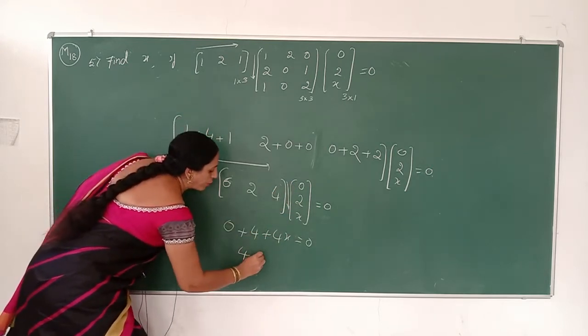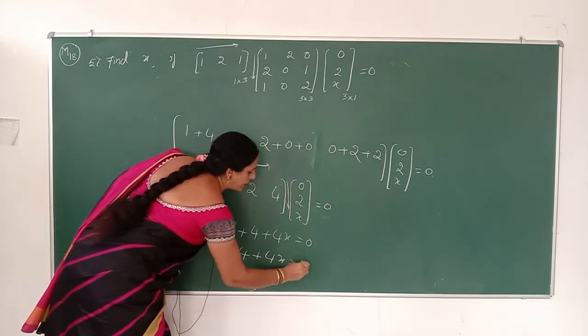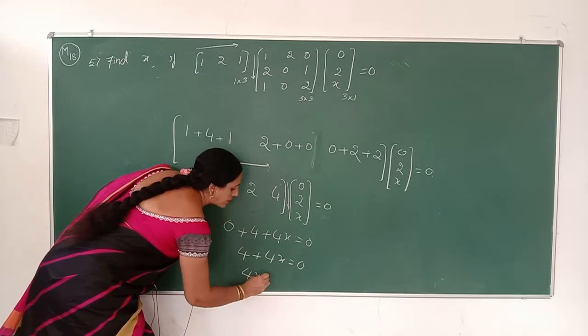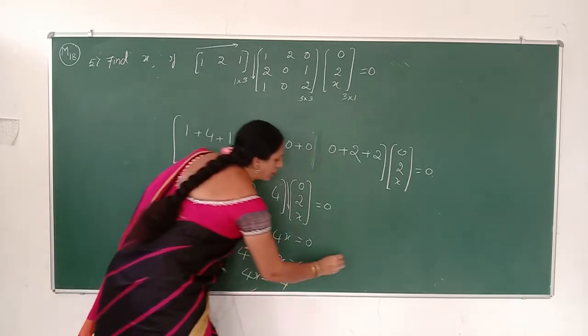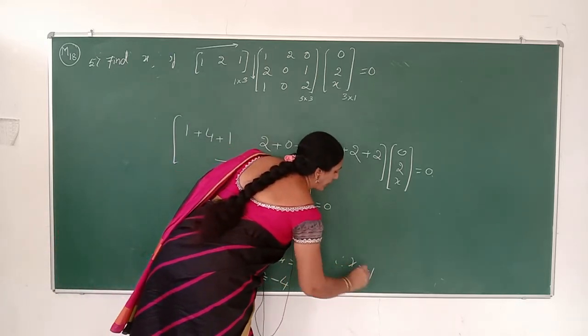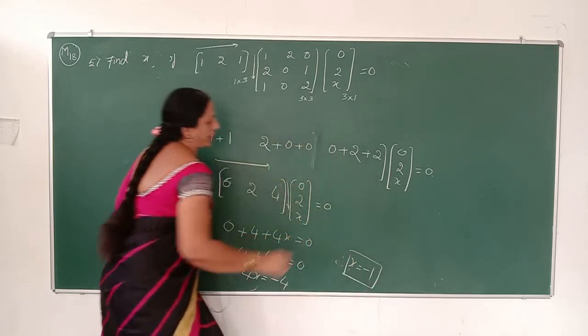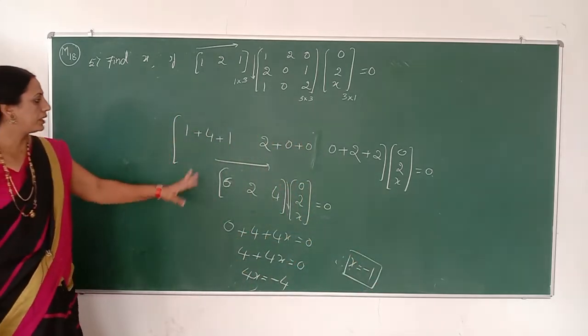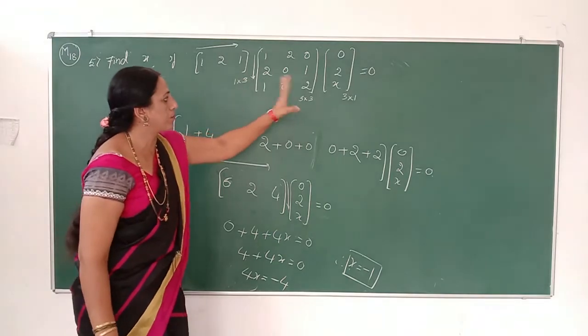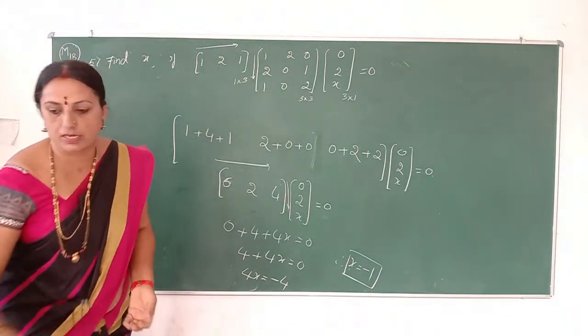Therefore, 4 plus 4x is equal to 0. Then 4x is equal to minus 4. Therefore, x is equal to minus 1. That is the value of x. So, it's one of the simple methods to find the value of x by using the product of 3 matrices.